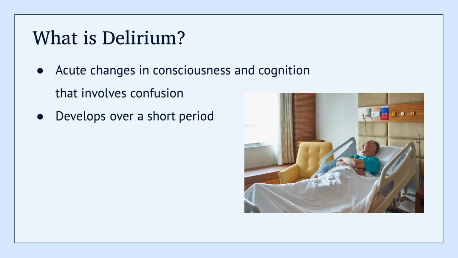Hey everyone, this video is going to discuss delirium, specifically hospital-associated delirium, so let's get straight into it. So what exactly is delirium? This is generally defined as acute changes in consciousness and cognition that involves confusion. Generally, delirium develops rapidly over a short period of time.